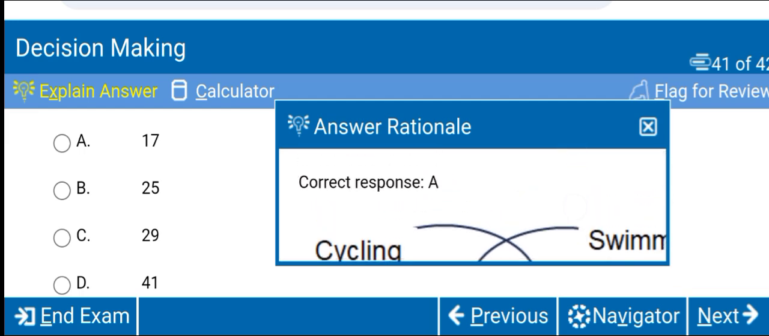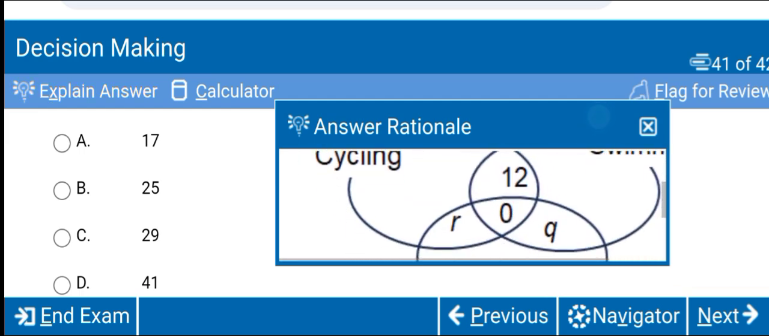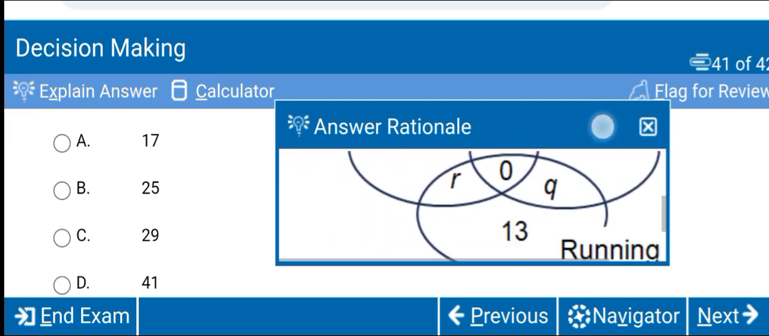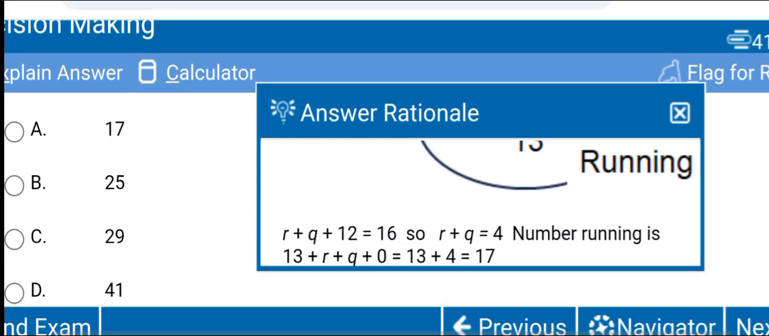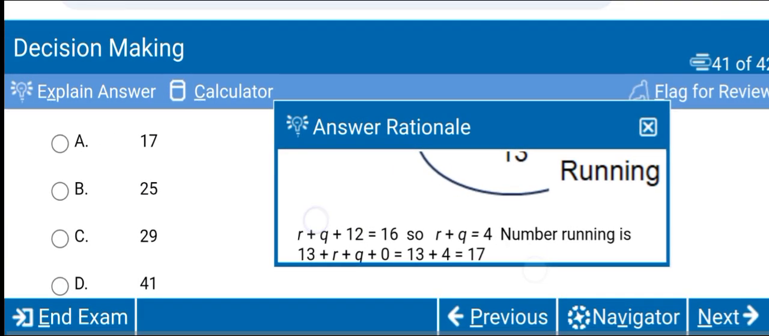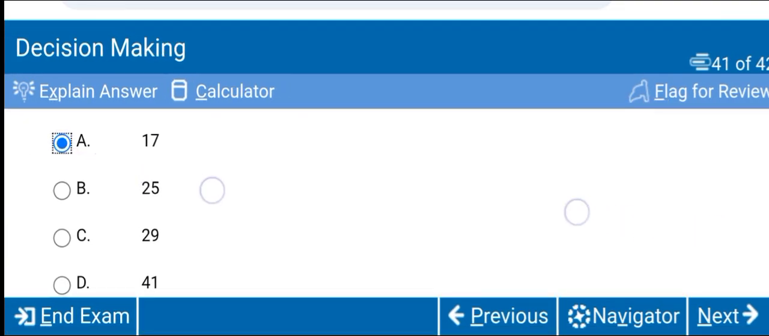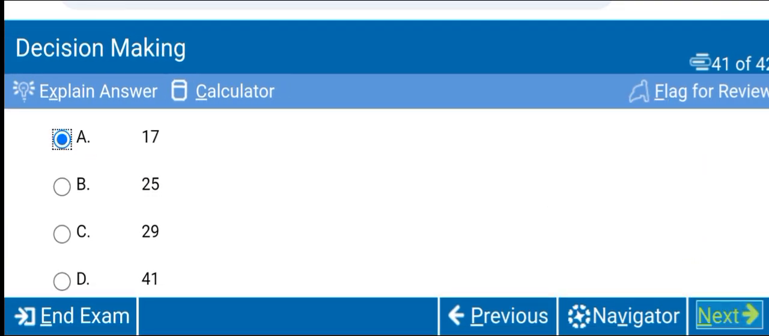So here the correct response is option A, cycling, swimming, and running with these numbers. So here we have this equation by which we can conclude that the number is 17. So option A is the correct option.